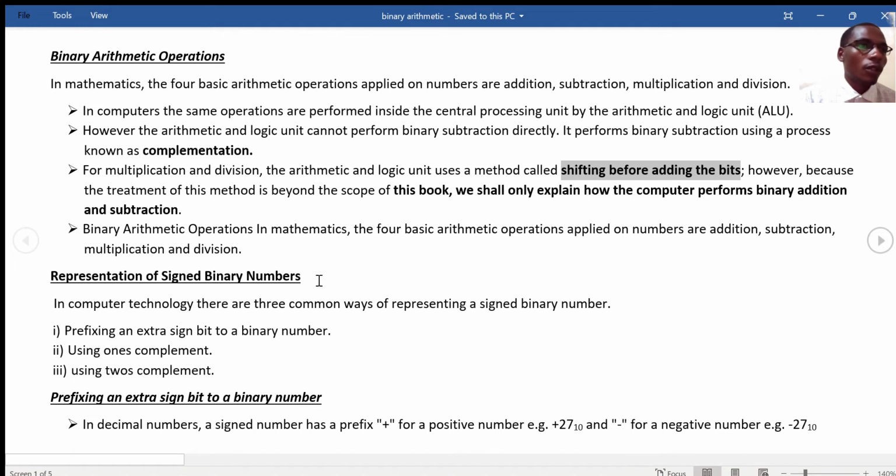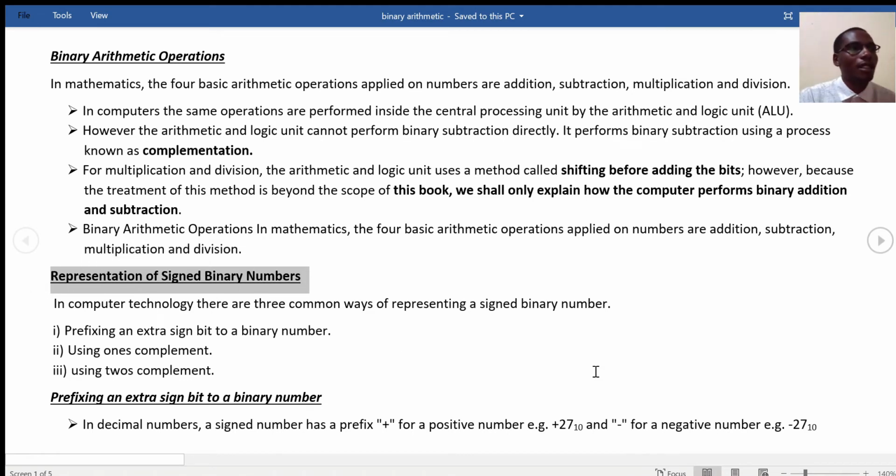Before we go to the mathematical part, let us see how to represent binary numbers. That is the representation of signed binary numbers.